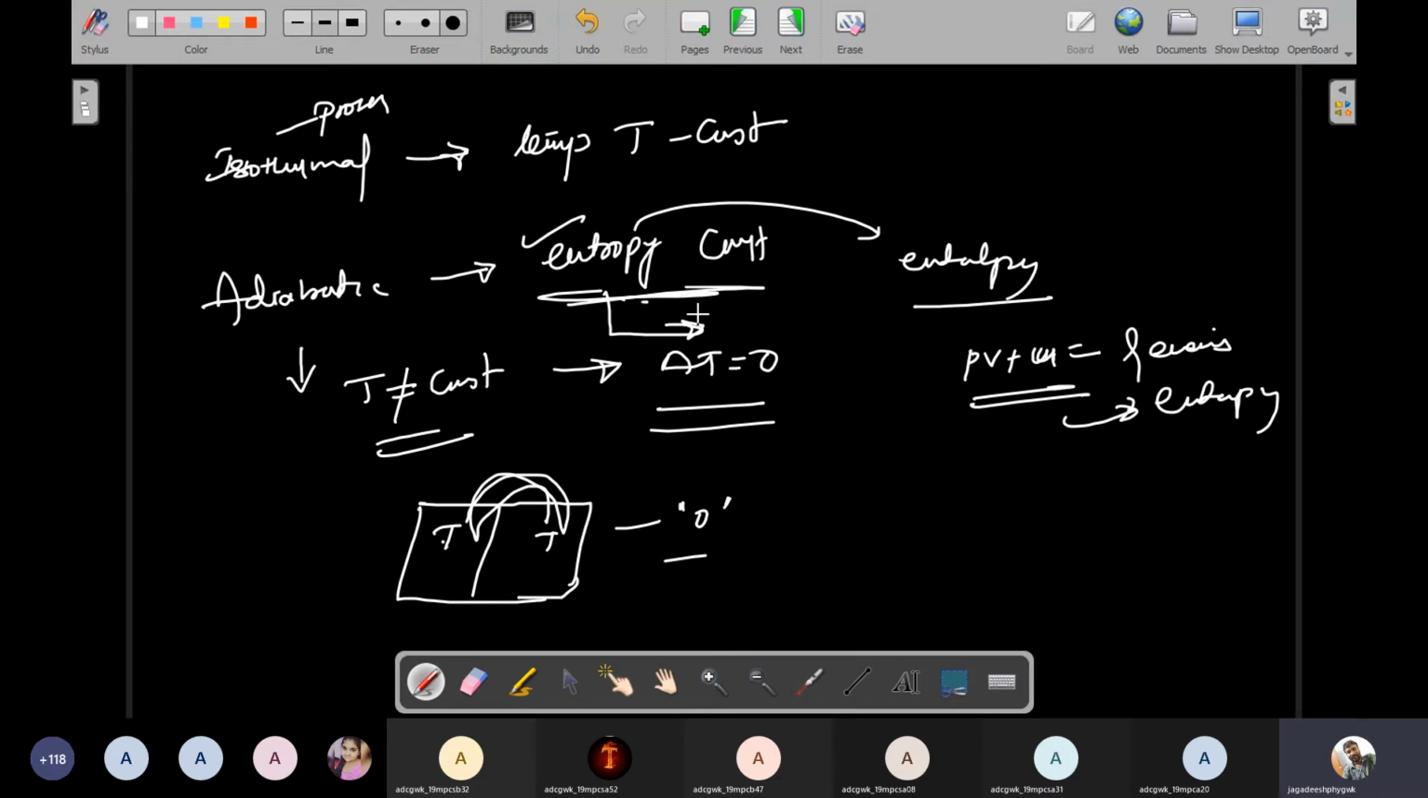In the porous plug experiment we get this equation PV plus U. This enthalpy decides whether the system shows a cooling effect or a heating effect. Understand?